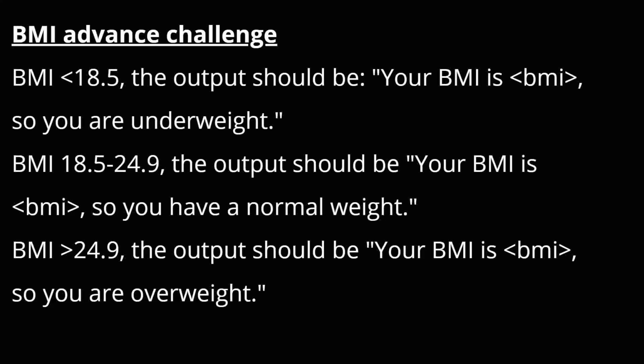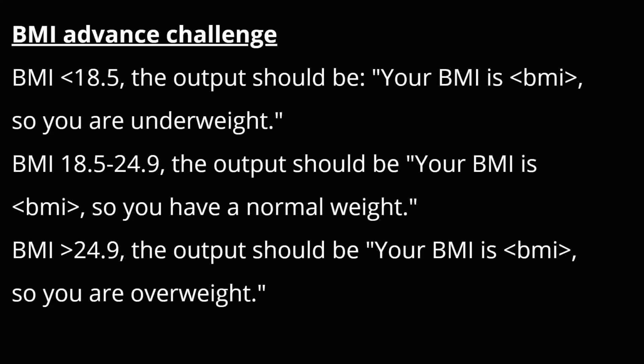Now BMI Advanced Challenge is the last challenge for this video, and it's going to be a bit difficult, and you will have to use all the concepts that we have done up till now. It's BMI. If it's less than 18.5, then the output should be your BMI is whatever the BMI is, so you are underweight. If it's between 18.5 to 24.9, then the output should be your BMI is the value, so you have a normal weight. And if it's greater than 24.9, then the output should be your BMI as BMI, so you are overweight.